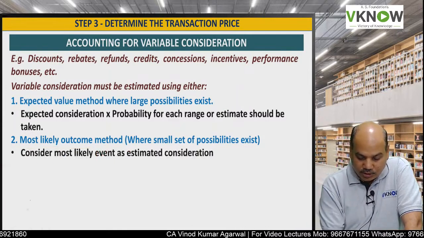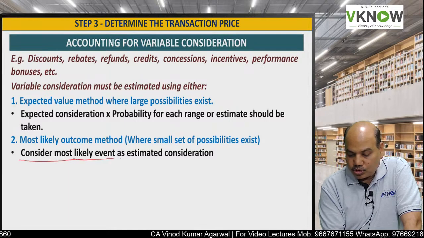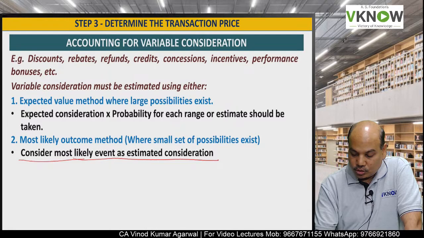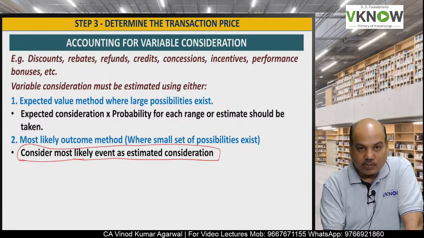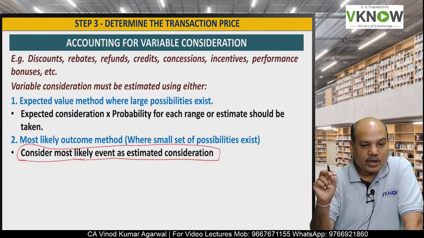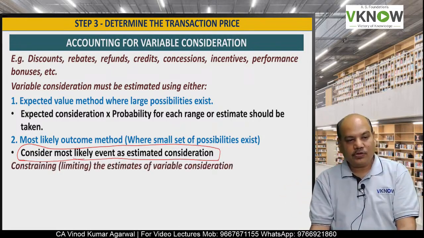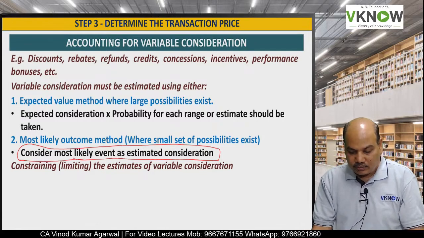small set of probabilities exist, then we'll consider the most likely outcome as the estimated consideration. So the one with the highest probability given will be taken.